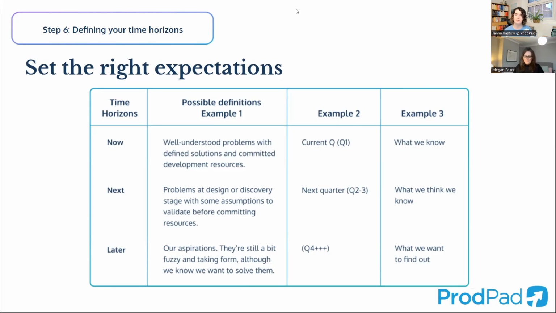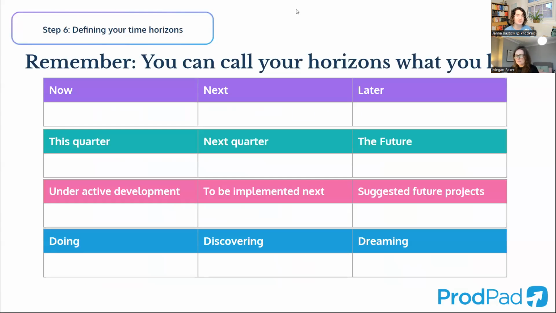And the later is your aspirations. This is the stuff way off into the horizon that you know is coming. If you want to reach your vision, if you want to reach your goals, you've got to tackle these big problems, but they're big, they're nebulous, they're not broken down in more detail, and that's totally fine because they're off in the distance. So I have seen a number of different terminologies used for this.